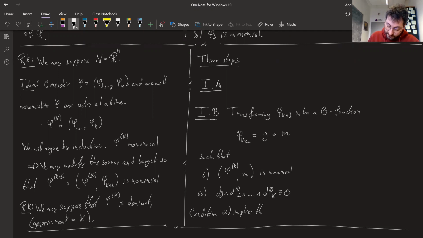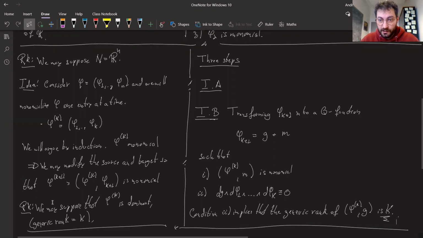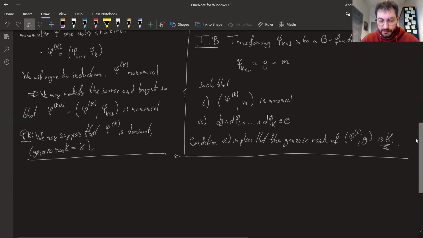implies that the generic rank of phi k with just the last entry in G is k. So we have k plus 1 entries, and we know that this phi k with G is of rank k, so we can expect a relation here. We can expect that there's going to be a relation in the target, and that we're going to have to deal with it by modifying the target. Okay, so I'm going to keep this structure like this.